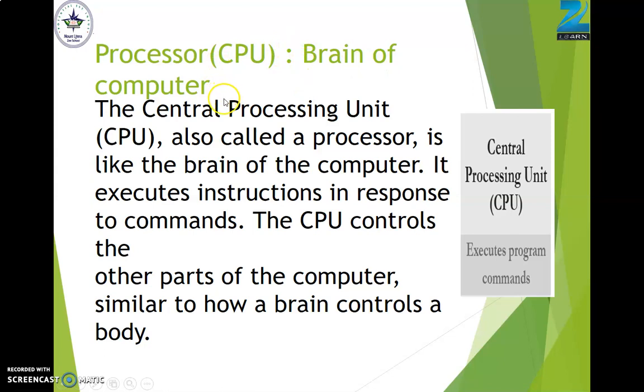Brain of the computer. The central processing unit, CPU, also called a processor, is like the brain of the computer. Why is it called the brain? Because it executes instructions in response to commands. The CPU controls the other parts of the computer, similar to how a brain controls the body.